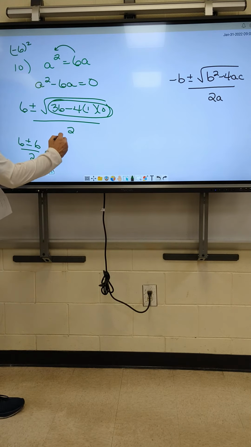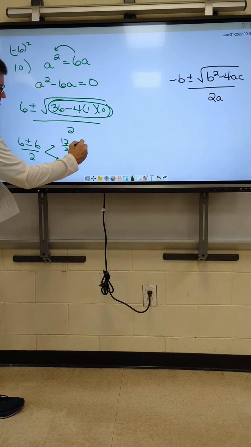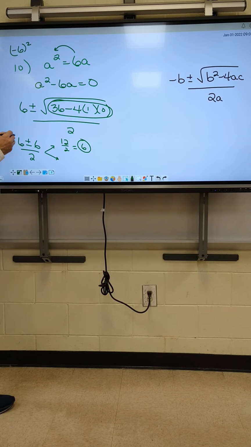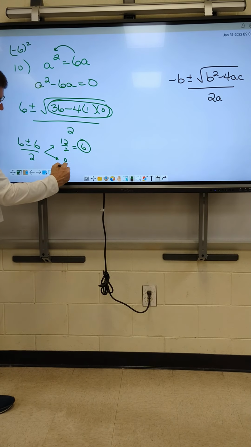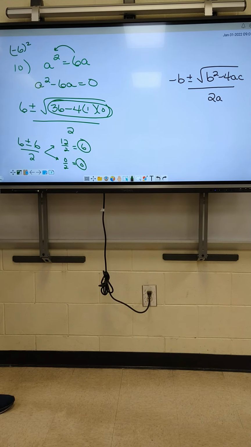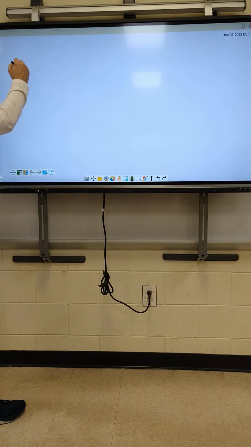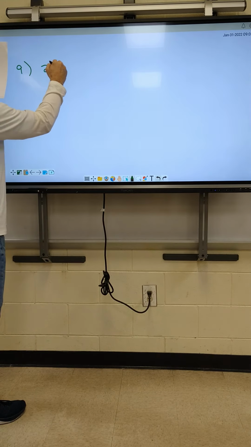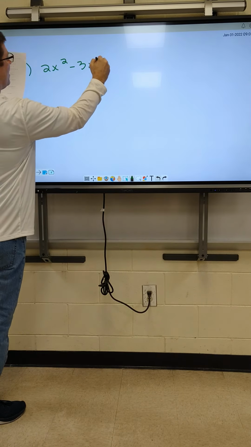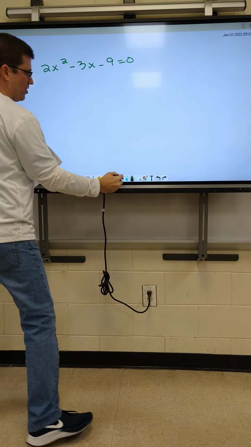All right, 6 plus 6 is 12 over 2. First answer is 6. 6 minus 6 is 0 over 2. Second answer is 0. Are we good on that one? Let's do one more quadratic formula problem, and then we're going to do some of the difference. Do number 9. 2x squared minus 3x minus 9 equals 0.